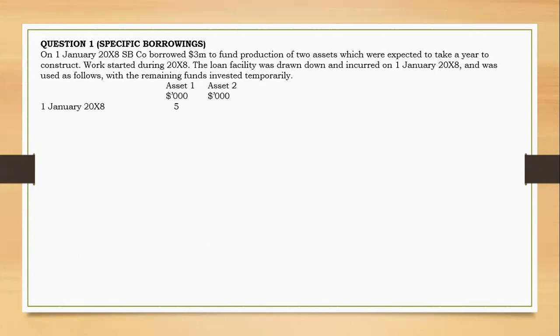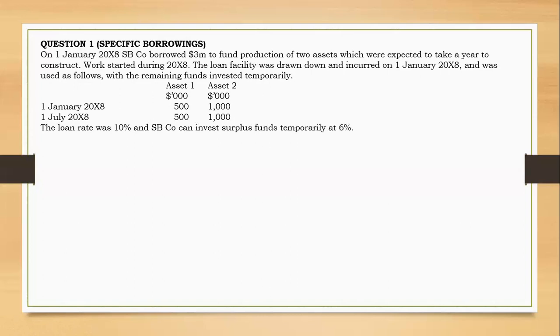And on 1st January, this is the amount that was used: $500,000 for asset 1 and $1,000,000 for asset 2. And then on 1st July, $500,000 on asset 1 and $1,000,000 on asset 2. And then the loan rate was 10%, and the company can invest surplus funds temporarily at 6%.